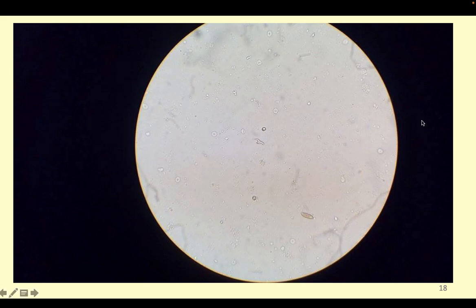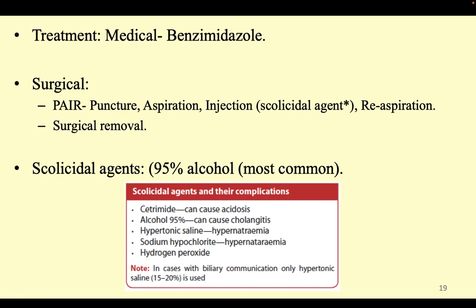This is a photograph showing a hooklet in a cyst fluid that I had examined during my MD days. So this is a hooklet. Treatment is mainly surgical. Medical treatment can be done either as post-surgical management or in case where the cyst is inoperable. So benzimidazole is the medical management, and surgical management is PAIR or complete surgical removal.